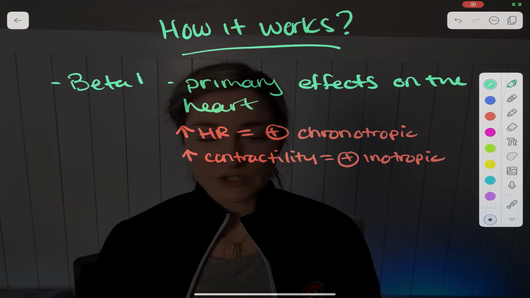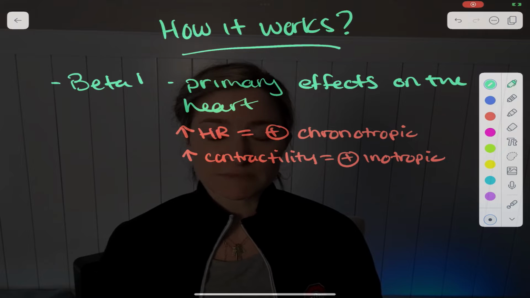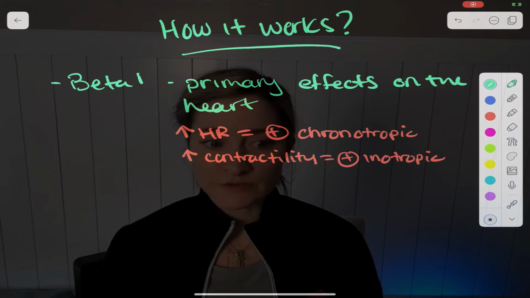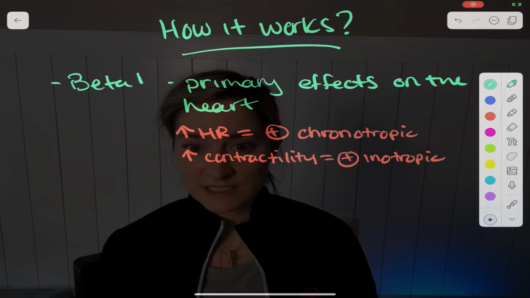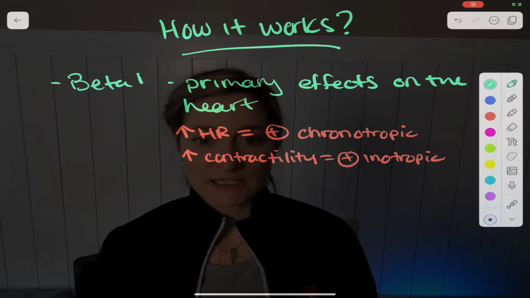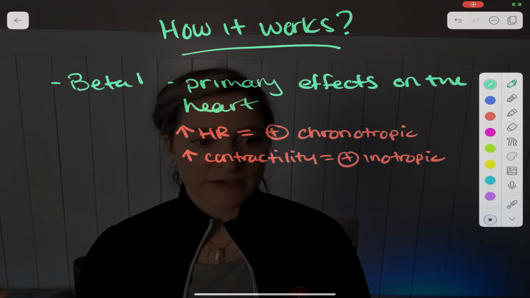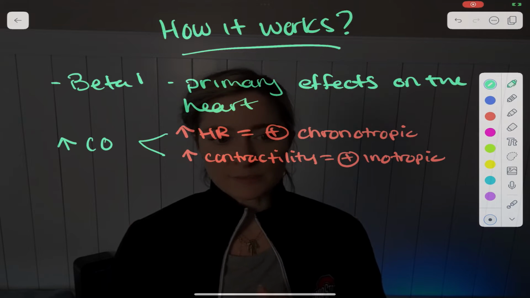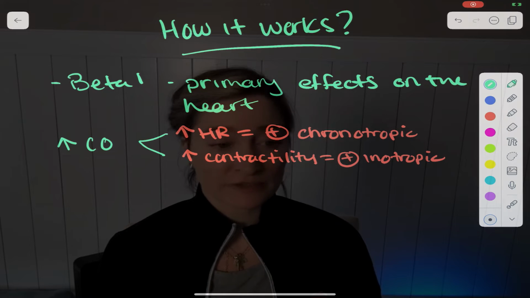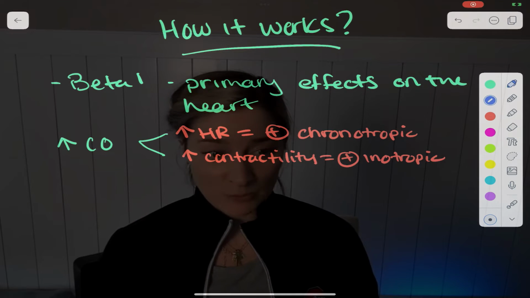I would highly encourage you to use these terms when speaking about this drug, especially in the interview setting. It sounds a lot more informed than just saying it increases heart rate or increases contractility. So saying these key terms, again, I think can really highlight your advanced knowledge that you have about the mechanism of action of these drugs. So between the positive chronotropic effect and inotropic effect, it leads to an increase in cardiac output.